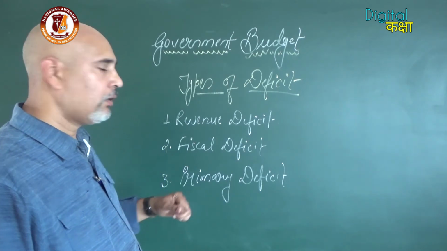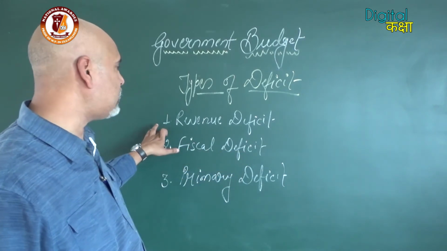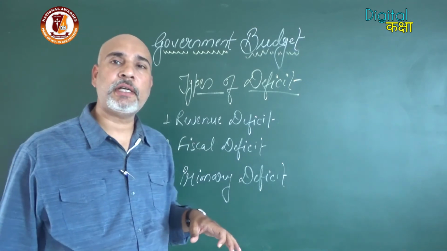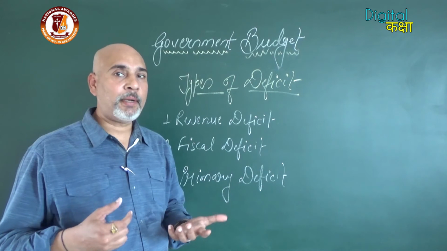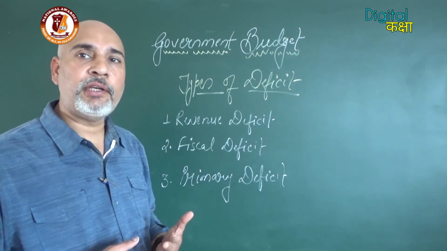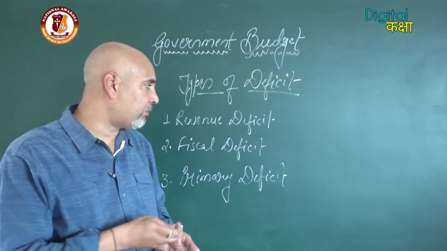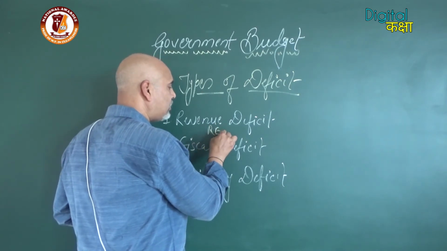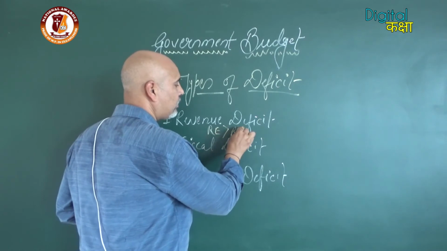Okay. So the first type of deficit budget is revenue deficit. How can we calculate revenue deficit? That means we will have to exclude capital expenditure and capital receipts. Only revenue expenditure and revenue receipts will be taken. In that condition, revenue expenditure is greater than revenue receipts.